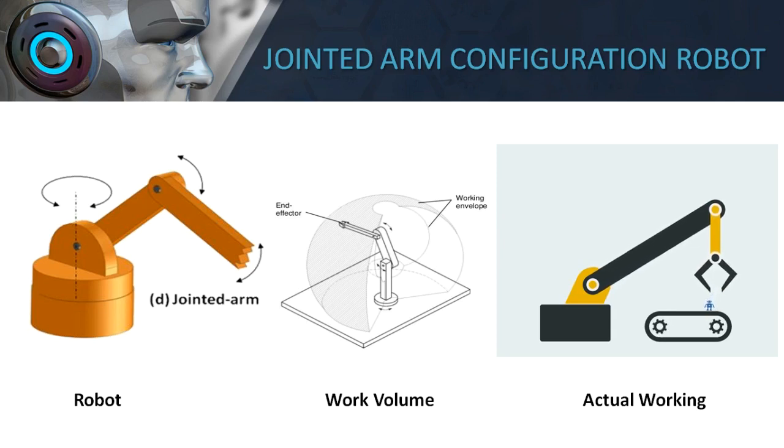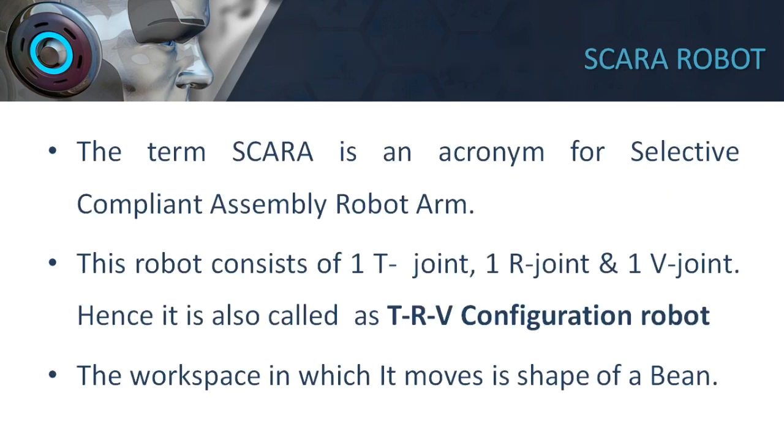Moving forward, there is one more robot which is a slight modification of the jointed arm configuration robot, and that robot is called a SCARA robot. The SCARA term is an acronym for Selective Compliant Assembly Robot Arm. Selective Compliant Assembly Robot Arm, SCARA. So that is why it is called a SCARA robot.